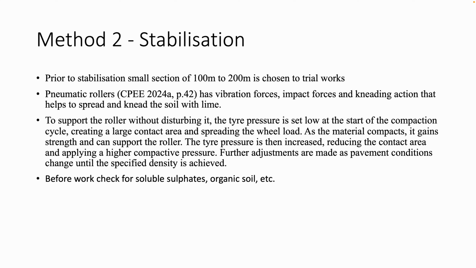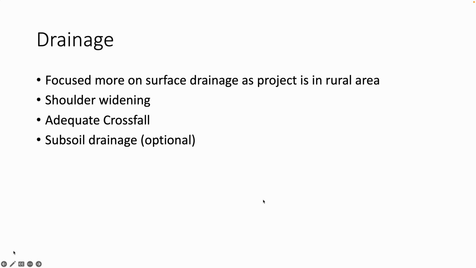We need to do a trial for an initial 100 to 200 meter section. We'll be using pneumatic rollers. Start with low pressure, which will create a larger contact area and spread the wheel load. But as the material gains strength, we'll increase the tire pressure, which will reduce the contact area, and it will apply a higher compactive force. Before work, please check whether the soil has soluble sulfates or organic soil.